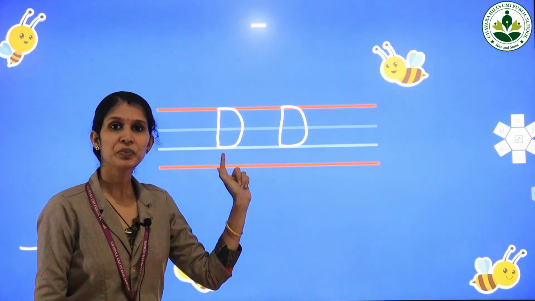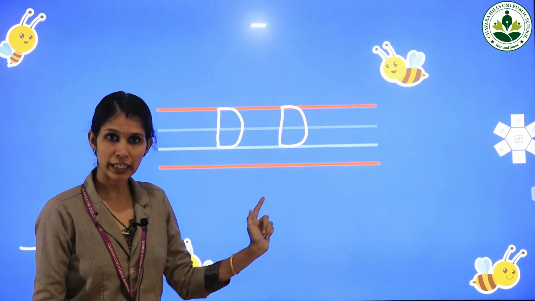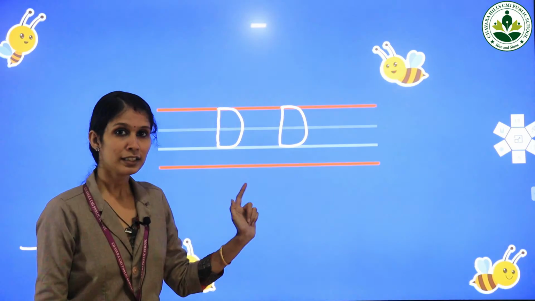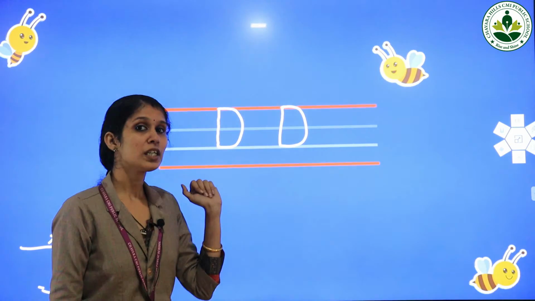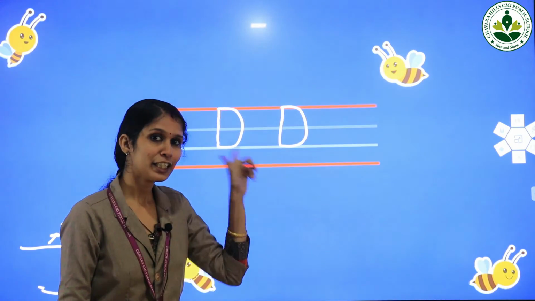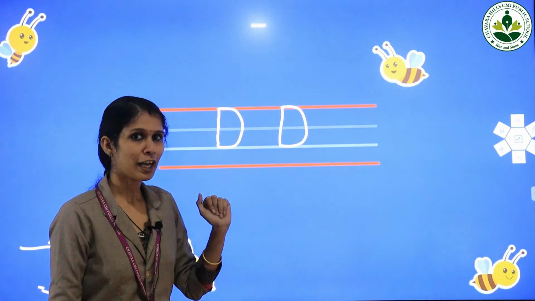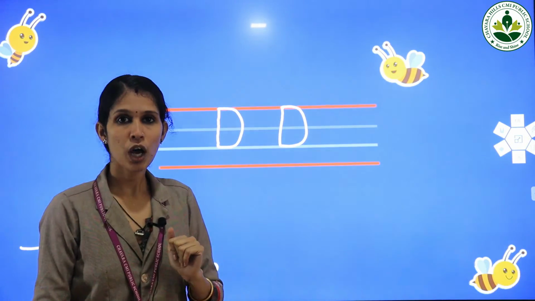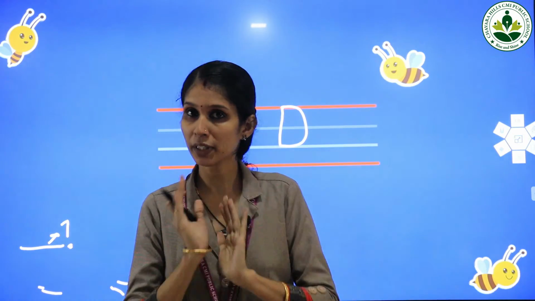Capital letter D. D. D. D. D. Once more. D. D. D. Once more. Very good. Now we all know how to trace capital letter D. It's time to call our baby D.